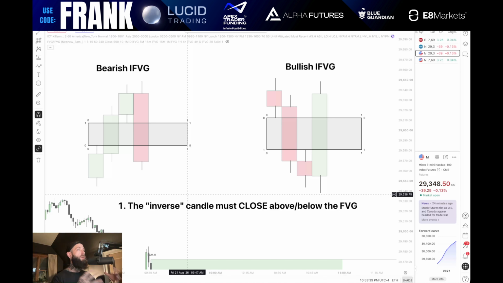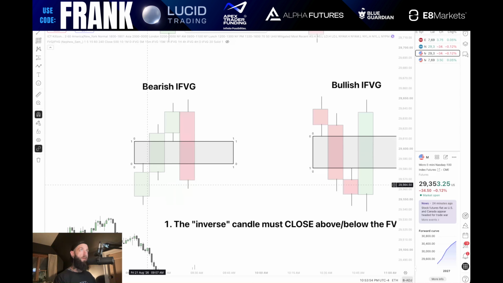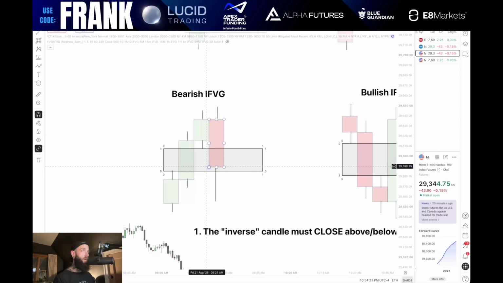For one, the inverse candle must close above or below the fair value gap that we are referring to. So like we mentioned here, fair value gap, this box is the fair value gap. We close below the fair value gap, which gives us an official inverse fair value gap. Okay, now if this candle closed right here within the fair value gap, even if it has this long wick down here, this is not an inverse right here. Like I had mentioned in the last lesson, if we have a candle closure still within the gap, we are still technically respecting it, therefore not having an inverse.